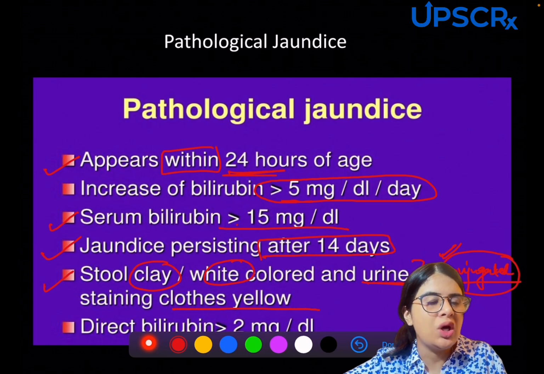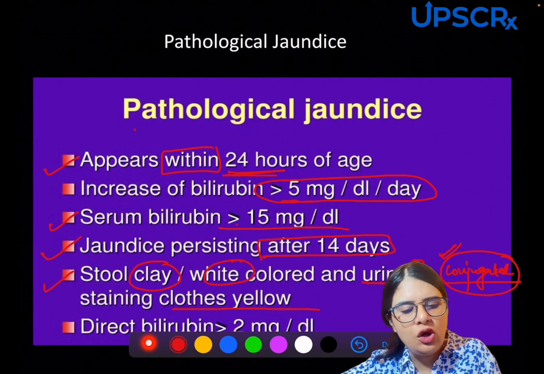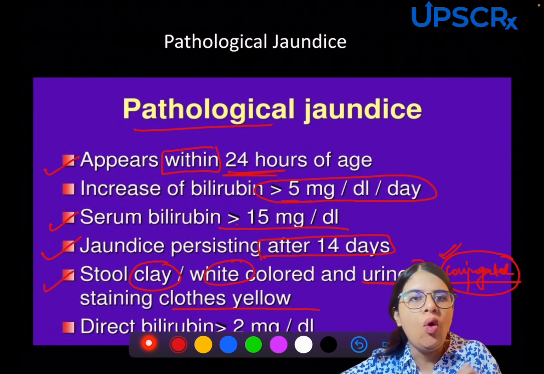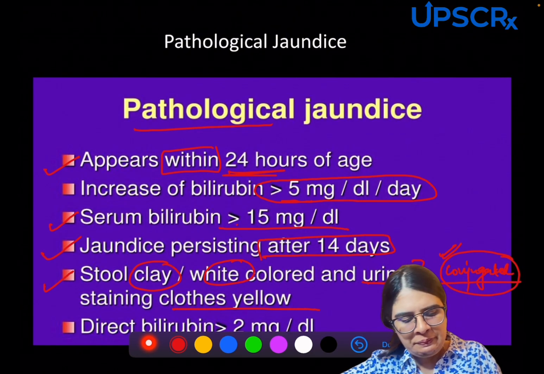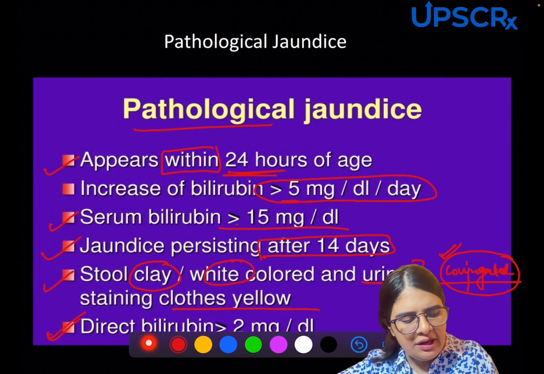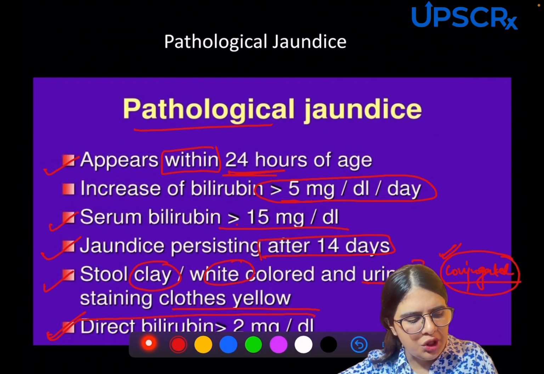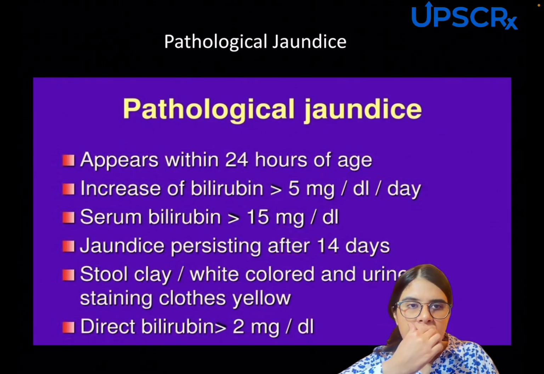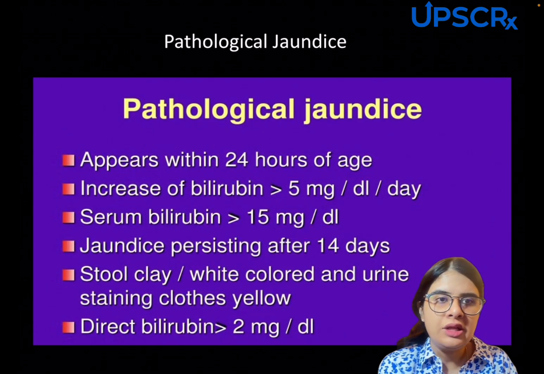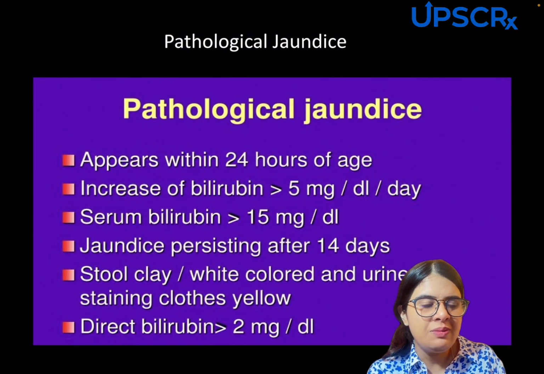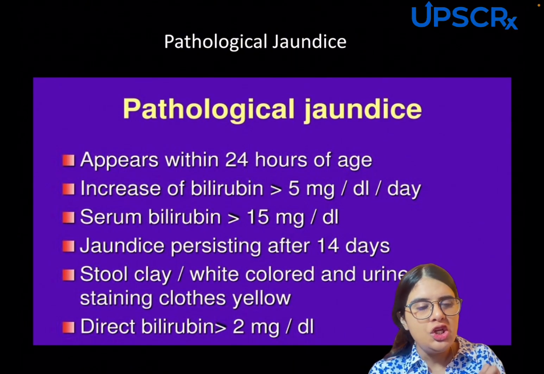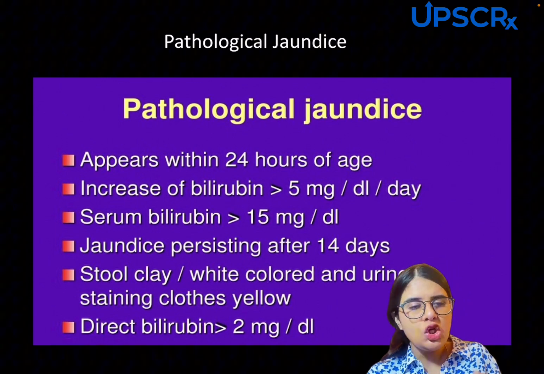Physiological jaundice is always unconjugated hyperbilirubinemia. On the other hand, pathological can be both conjugated or unconjugated. So if the direct bilirubin level is more than 2 milligram per deciliter, that means it is conjugated hyperbilirubinemia, and conjugated hyperbilirubinemia is always pathological jaundice. Okay, so far so clear.